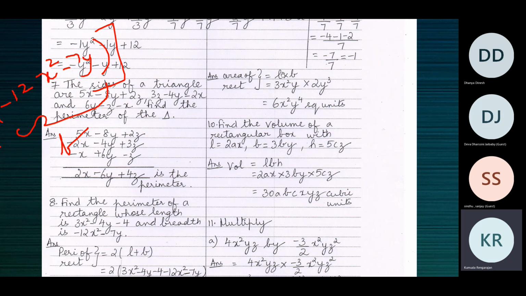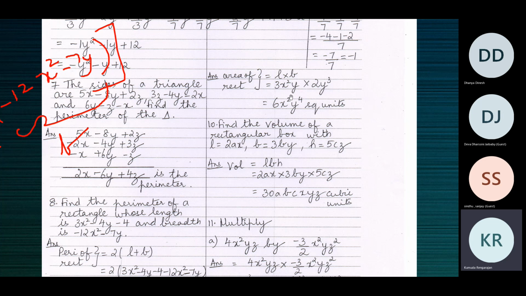So area of the rectangle is given by the formula L into B. We know that, right? Yes, ma'am. Yeah, area of the rectangle is equal to L into B. Now this is the expression for the length, 3x square y, and breadth is 2y cube. We need to multiply. Now multiplication is different. Now so far we've been adding or subtracting. Now how do we multiply?